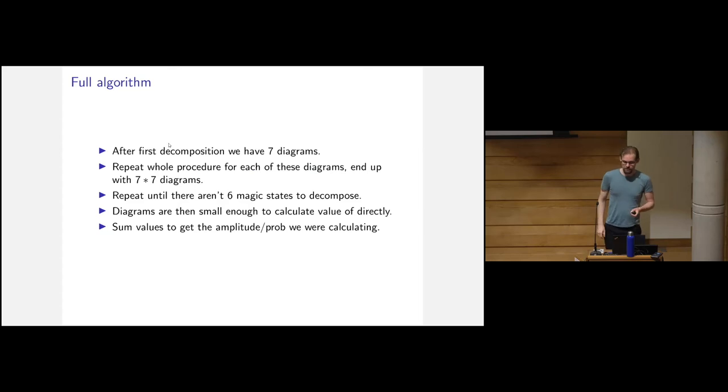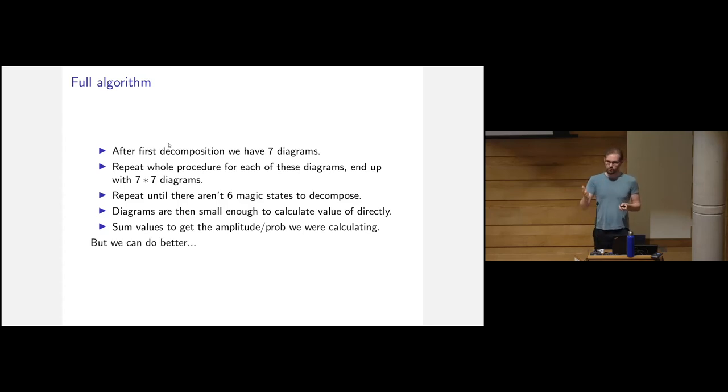So the full algorithm is that after the first decomposition, we have seven diagrams. We simplify all the diagrams, and do it again. Then we have seven times seven diagrams. We repeat this until there aren't six magic states left to decompose. Then we can use a smaller decomposition to get rid of the final ones, or we can just directly evaluate the diagrams. Then we sum all the values, and we get the amplitude or probability we were calculating. This is the algorithm we used in the first paper. We can do a bit better, which is what we did in the second paper.